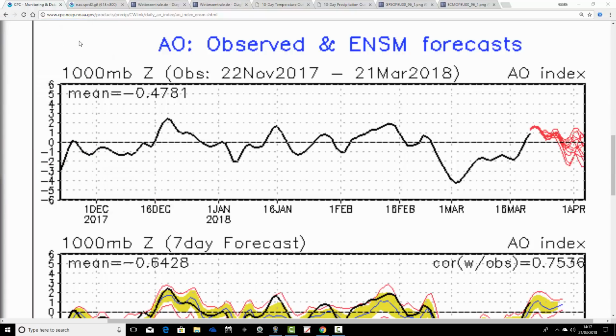We'll start off having a look at the Arctic and North Atlantic oscillations. So the black line here tells us where we've been with the AO. The red lines at the end are where the GFS ensembles are forecasting the AO to go. This is just an index that's reflecting the state of the atmosphere over the North Pole. It's not driving anything, it just tells us what the weather is doing.